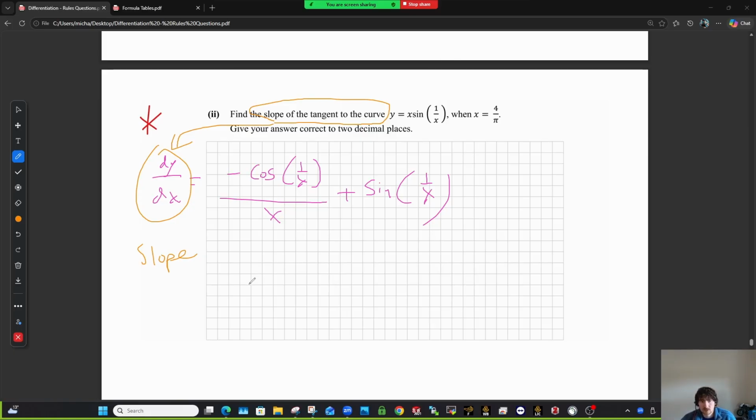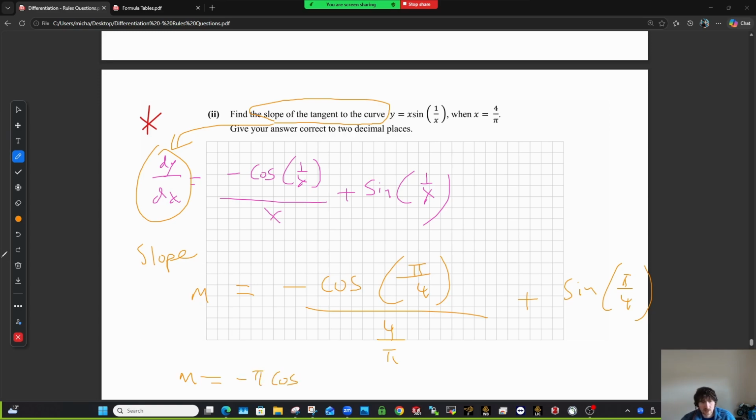So that basically just means to get your slope, you just put in 4 over pi for x. Now, if x is 4 over pi, 1 over x is pi over 4. So this becomes cos pi over 4 all over 4 over pi, plus sine, again it gets flipped, so it becomes pi over 4, like such. And then the rule is the bottom will come up here. You could just multiply above and below by pi if you don't see that. So you get minus pi cosine.